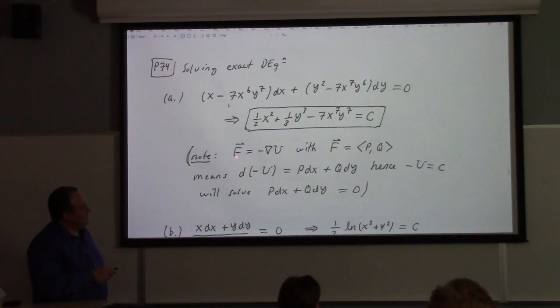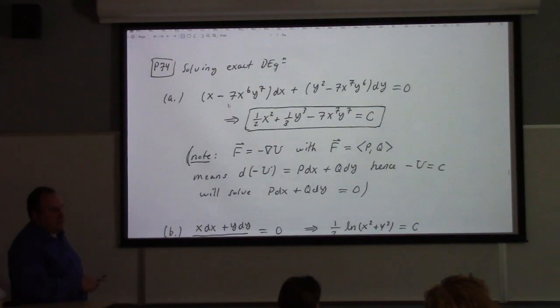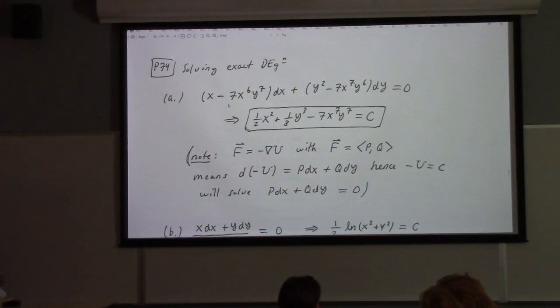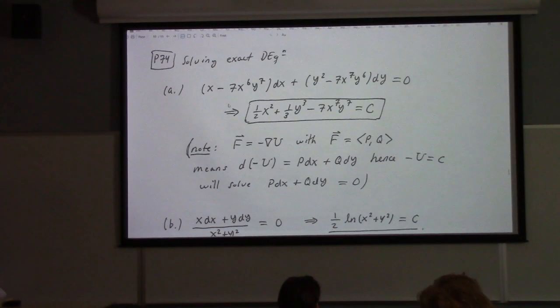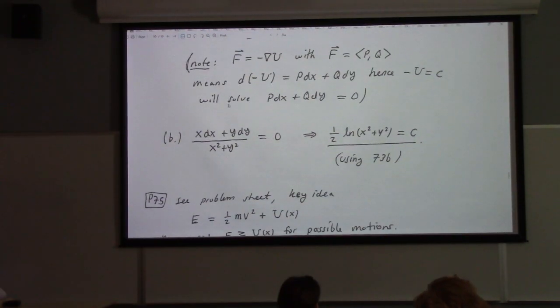That makes sense, you see, because if the force is conservative, for the PQ force, that means the total differential of minus the gradient is P dx plus Q dy. But that means that minus u equal to c is going to be a level curve which solves this exact differential equation. So there's this one-to-one correspondence between finding the potential energy for a conservative force and solving the corresponding exact equation. Likewise for part B, just like that.